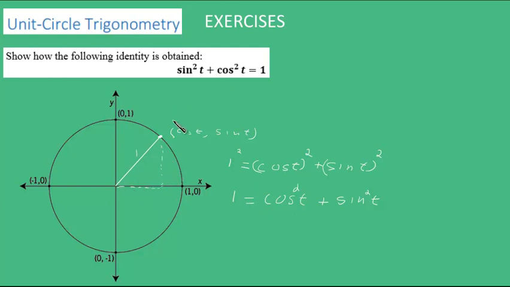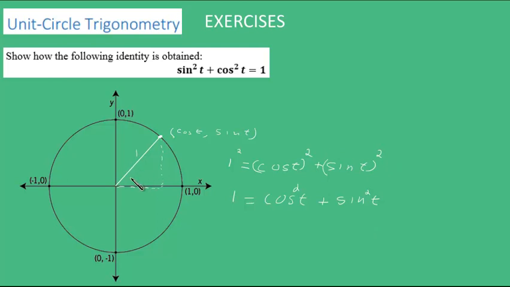Now you may be wondering, what if the point were in other quadrants? It doesn't matter in which quadrant the terminal side is, because if any of these is negative, the square of a negative is still just positive. So if I had negative cosine in here, this would still be cosine squared. If I have negative sine in here, this would still be positive sine squared, because the square of a negative number is positive. Alright, so let's look at the next exercise.